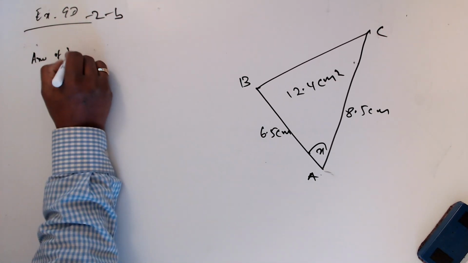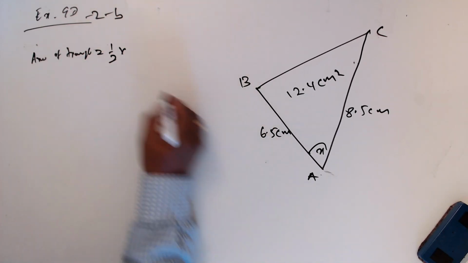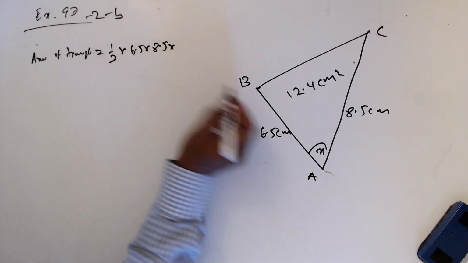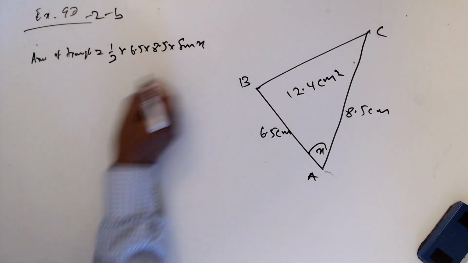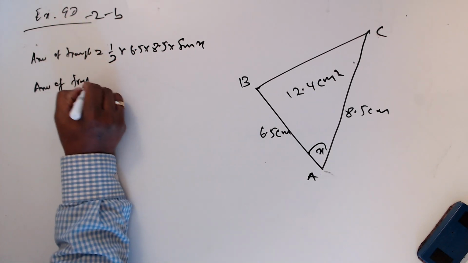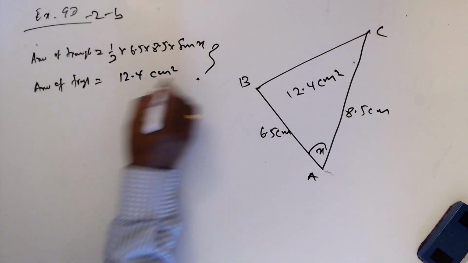Now, the area of triangle is half a times 6.5 times 8.5 times sine x. Then the area of the triangle is 12.5 cm square.